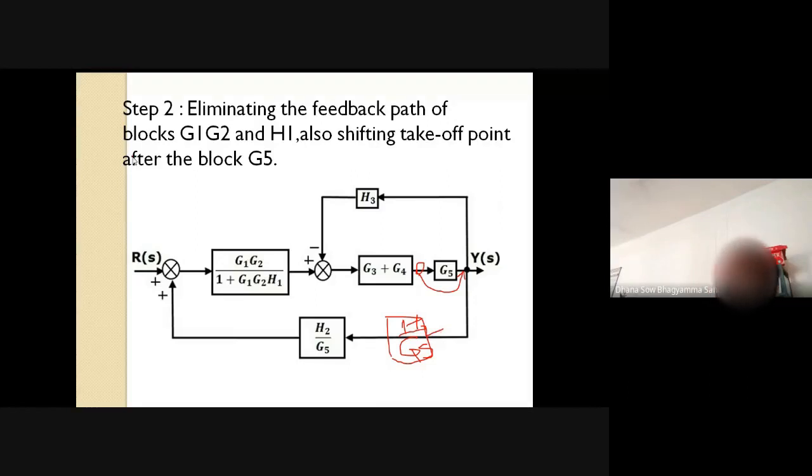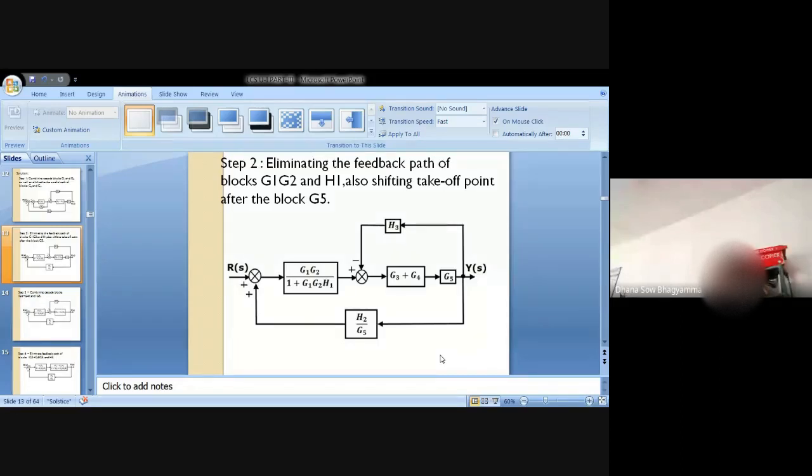You will get it like this. Step number 2 is done. You can call a branch point a takeoff point. I think it is clearer to you now. What is the time? 10:42. Okay, I will complete this problem and conclude.